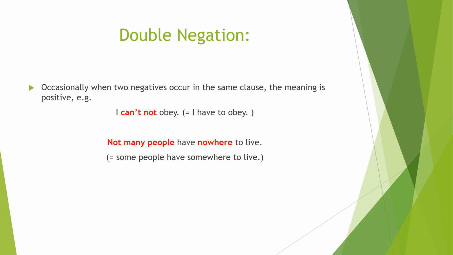Again, another sentence: not many people have nowhere to live. Here we are negating the sentence by using two negative adverbs, not at the beginning of the sentence and then nowhere. So here not and nowhere are called double negation. What does the sentence mean? It means some people have somewhere to live. So you see, the meaning of the sentence is positive because of the double negation.